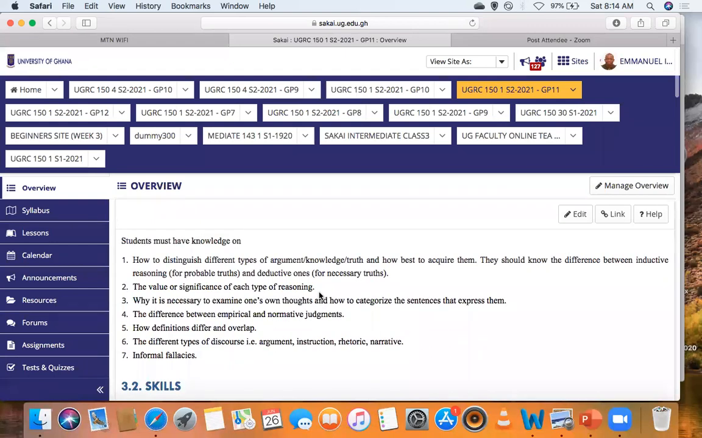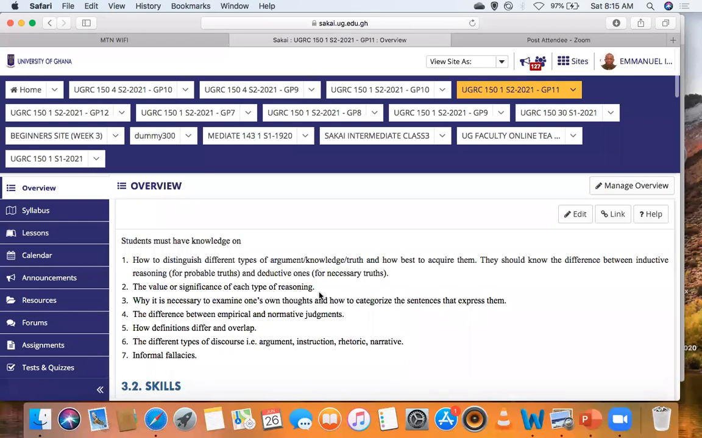Now, we were talking about what we hope to gain by the end of the course. We talked about being able to distinguish different types of arguments. Number two, we hope to be acquainted with the value and significance of each type of reasoning. And then we also hope to see why it is necessary to examine one's own thoughts and how to categorize the sentences that express them. Then we want to also be able to see the difference between empirical and normative judgments.